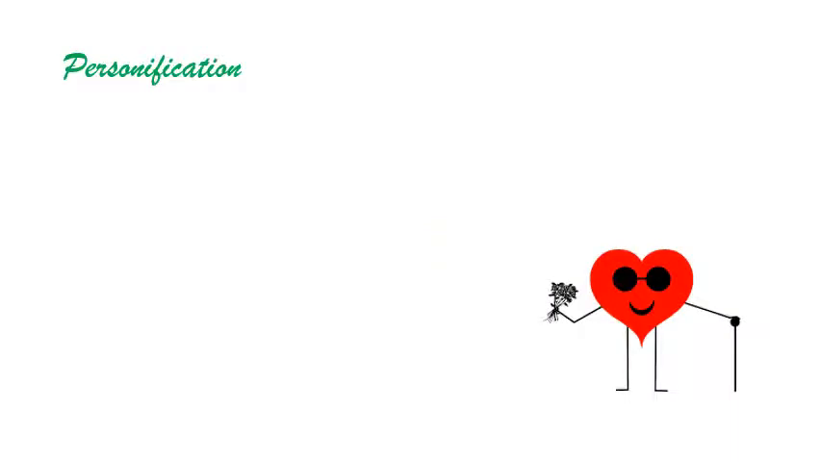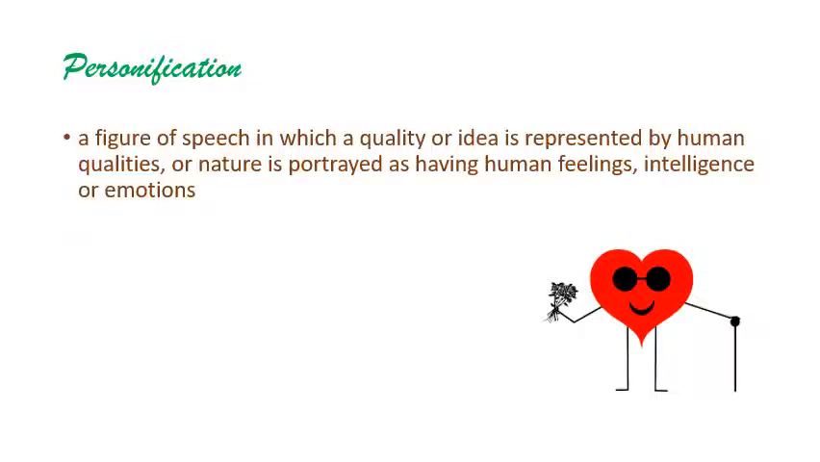Okay, the next one, this is quite commonly used. This is called personification. Mudah mengingatnya ya, dari kata person or human. So what is personification? It's a figure of speech in which the quality or idea is represented by human qualities, or nature is portrayed as having human feelings, intelligence, or emotion. So basically you use what is usually used for human for non-human things. Jadi kata-kata, kata sifat, kata kerja yang biasa dipakai manusia, tetapi ini dipakai untuk non-manusia.